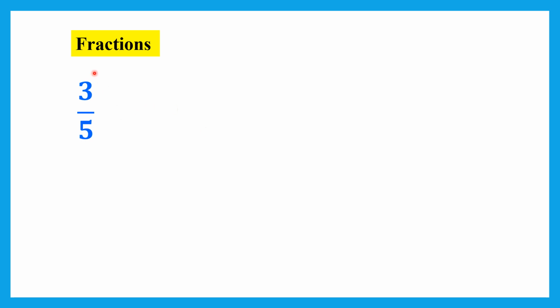What is this? Now you can read this. How can you read this? 3/5. Now I am going to name this number and this number. There are two names. The number below this line segment is called the denominator. And the number above this line segment is called the numerator. This one is denominator and this one is numerator.